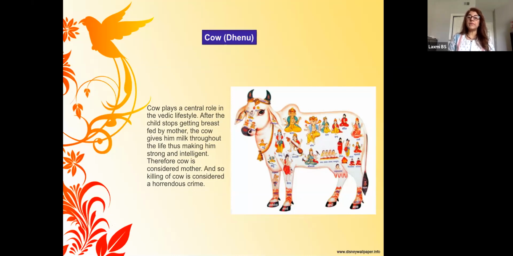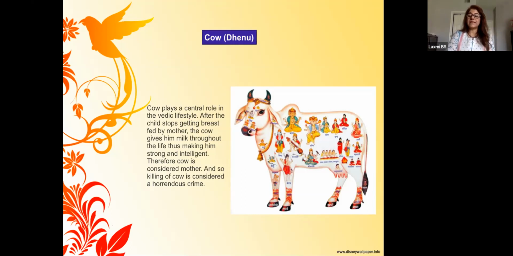Cow plays a very, very important role in the Vedic lifestyle. We know that cow gives us milk, right? All of us drink milk and we survive on that. It is very nutritious for everybody. That is the whole reason we drink cow's milk. Cow is considered as mother herself. Because we get our mother's milk and then we get cow's milk, right? So we're getting milk from both mothers. So cow is equally important for us as our own biological mother is.